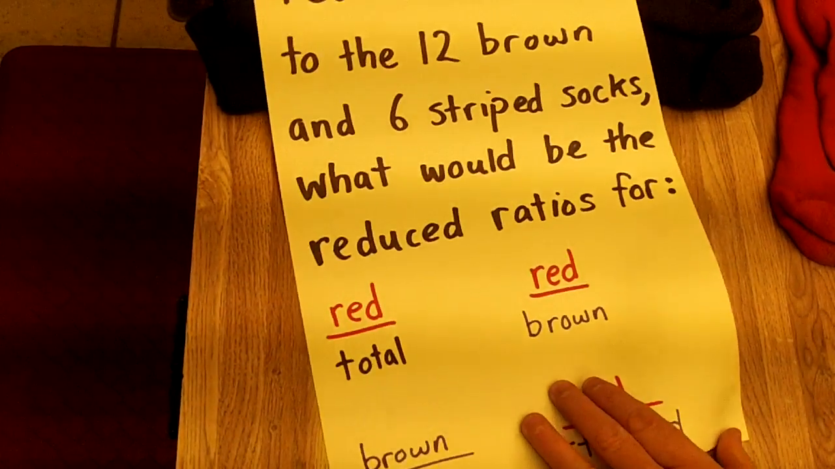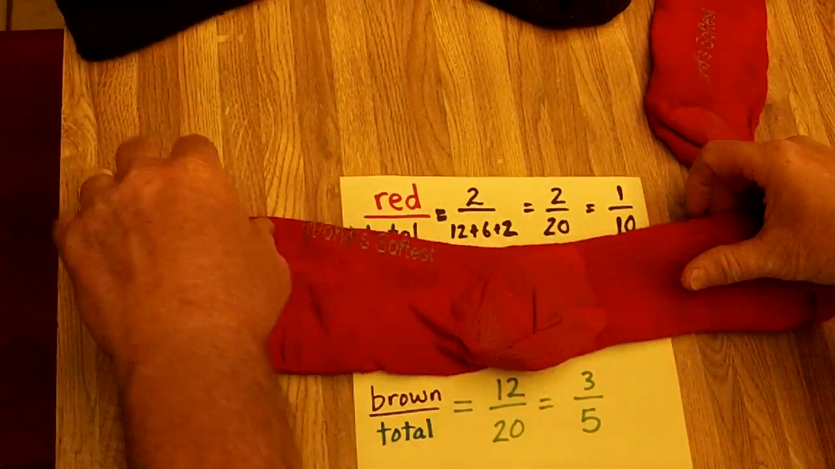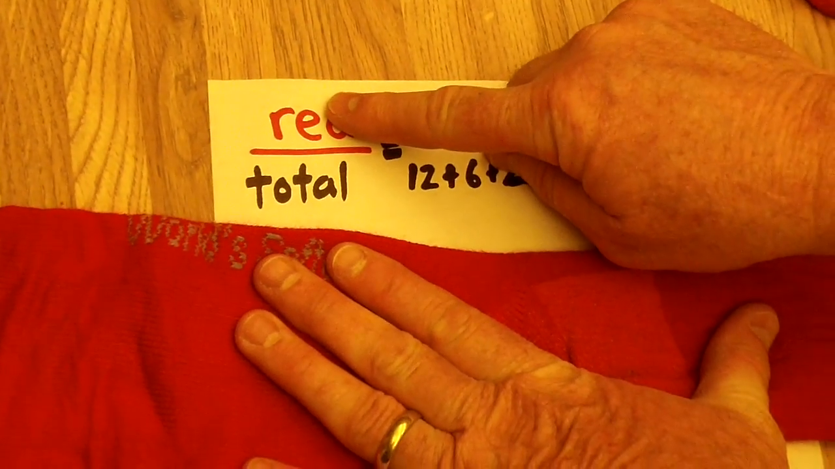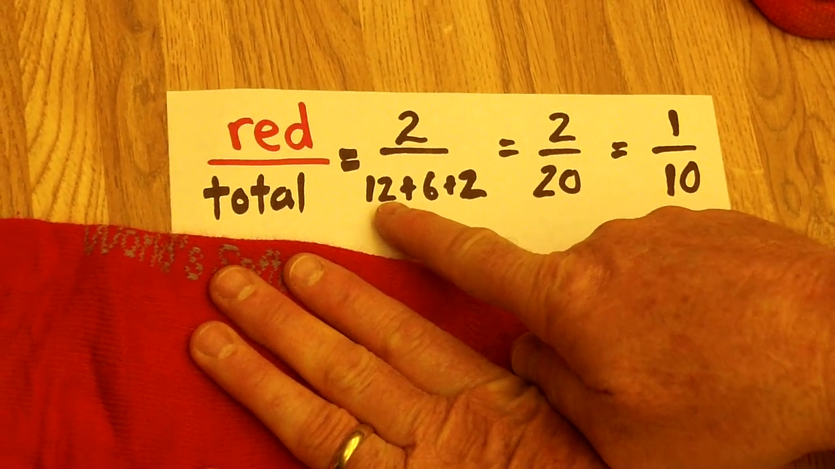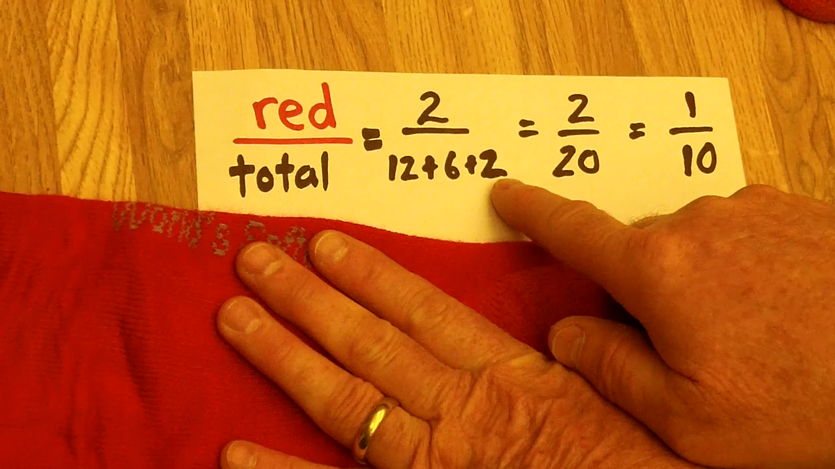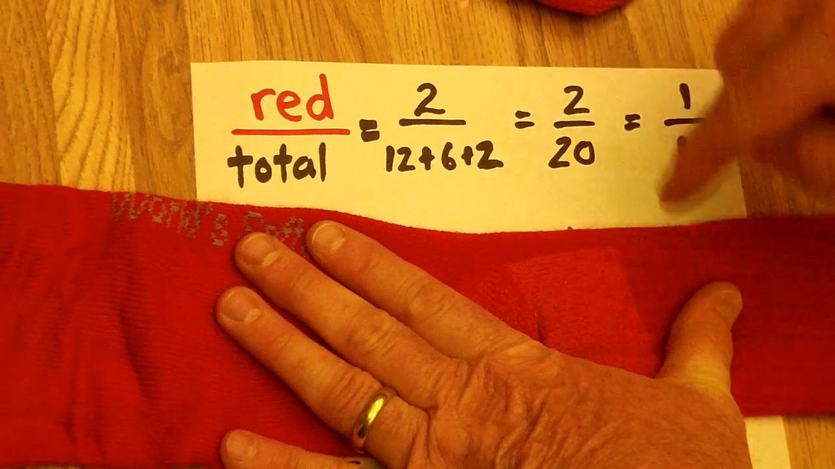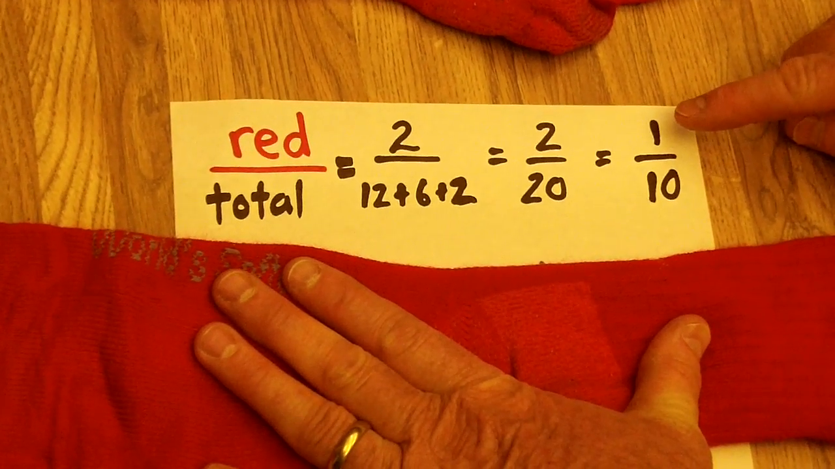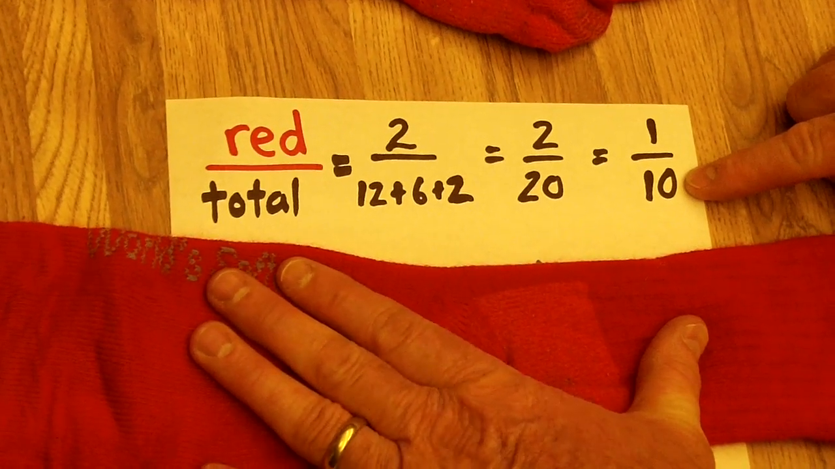Okay? So what I've done here is, let's use this red sock here kind of as a marker. Isn't that nice? Let's compare the number of red socks to the total number of socks. Now we have 12 brown, 6 striped plus 2 red is 20. So there are 2 red socks for 20 total. So that is a reduced comparison of 1 red sock for every 10 total socks.